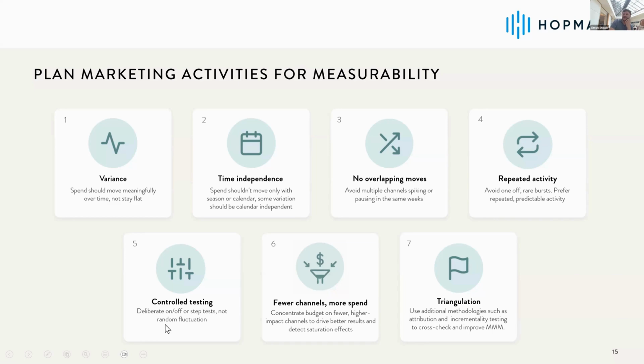Always think about why you're doing that. One recommendation that we sometimes have for clients is to pick fewer channels, at least for a couple of months, and spend more on these channels. Because if you have a lot of channels and you don't spend much on each of them, then it's also hard for the model to see if there are any bigger impacts from the different channels. So that can at least help for measurability.